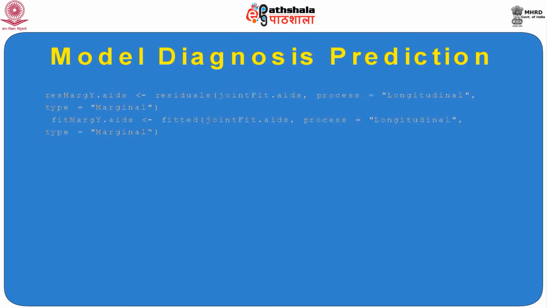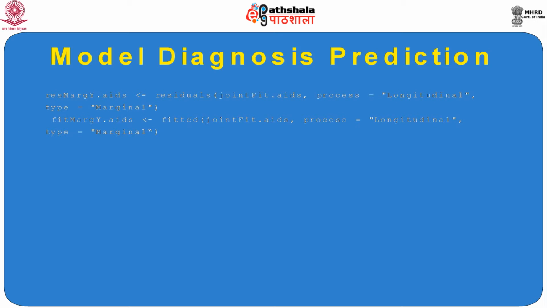Now once the model diagnosis is done, we will go for the second approach, that is model predictions. These model predictions are obtained using the function residuals within joint fit.aids, with process as longitudinal and type as marginal. So the marginal fitted residual will be obtained as res.marg.y.aids. Once we call res.marg.y.aids, we will get the predicted residual values.